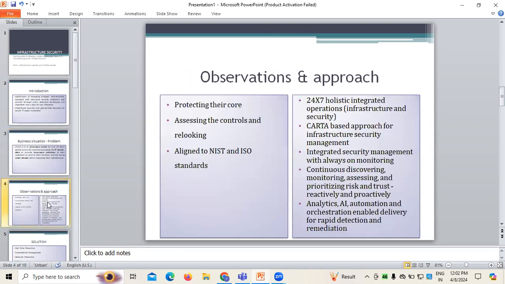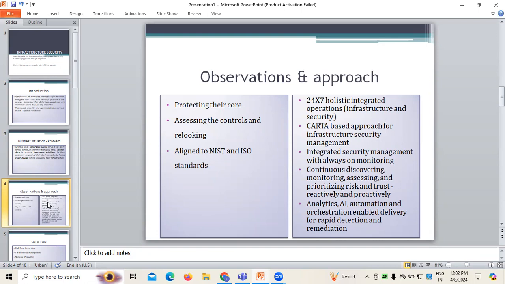In context to that, we have made some observations. Observations are more important for a business analyst. They include protecting and securing their core, assessing the controls and re-looking at them, and next, making sure of alignment with NIST and ISO standards. These are the observations that a business analyst, as well as other team members, has to understand.